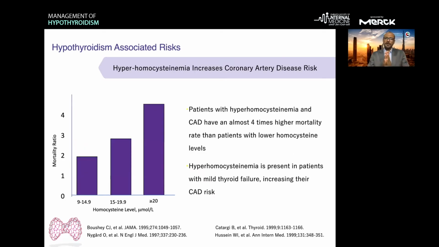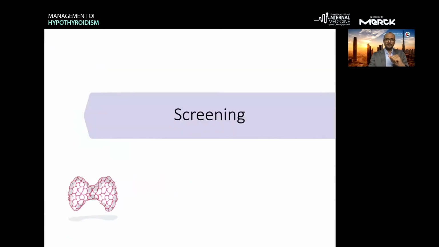And again, we know, in the literature, we don't usually measure the homocysteine level, but we know that increased homocysteine level is a predictor of cardiovascular disease or a risk for coronary artery disease. This is a study that looked at the correlation between the TSH level and the homocysteine level. And they found that there is an increase in mortality in patients with high homocysteine, and they found that patients with hypothyroidism have an increased homocysteine level.